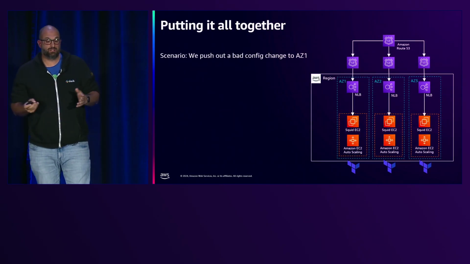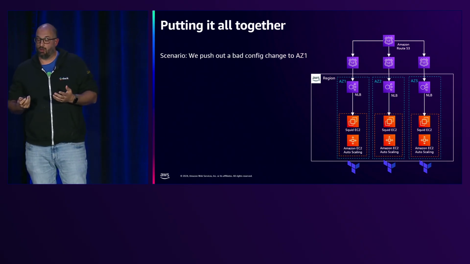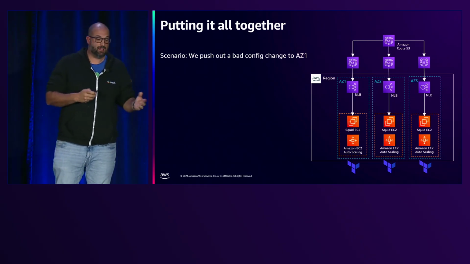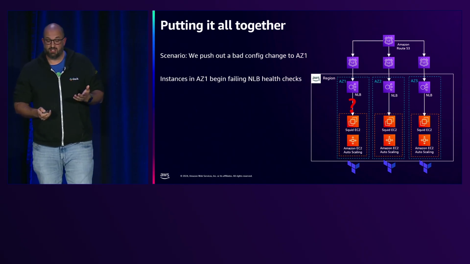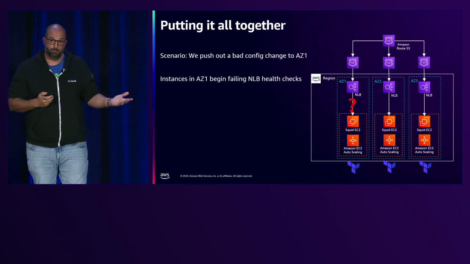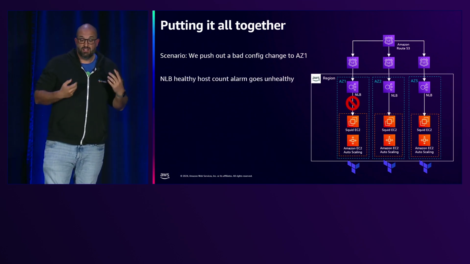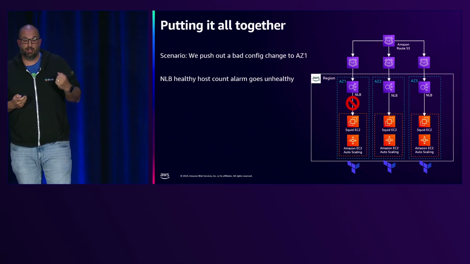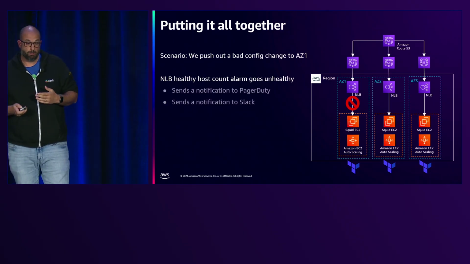So let's put it all together and talk through a failure scenario. Say we've made a bad config change to our egress stack and pushed that out to AZ1. As a result of this misconfiguration, instances begin to fail their health check from the NLB's perspective, and they start becoming unhealthy. This continues until the NLB healthy host count alarm has gone critical.